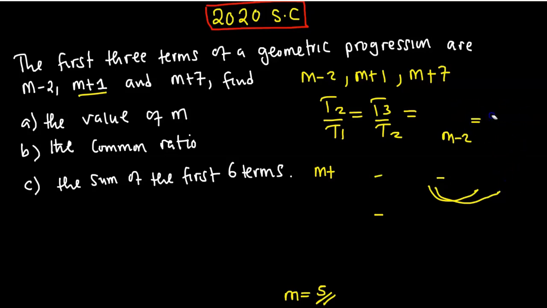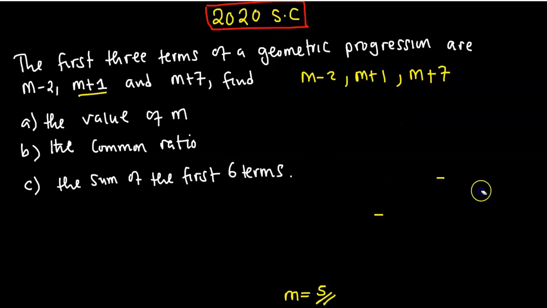Now what are we going to do? We are going to add, subtract where we need to subtract. In short, we are going to replace m with 5 and find the actual values there. So m, we said, is 5.